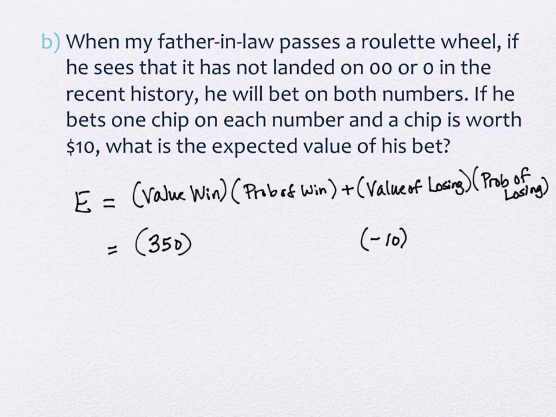Okay, cool. What is the probability that I will win if I bet on the 0 and the double 0? Good. It's 2 out of 38. Does that make sense? So then what is the probability that I will lose? 36 out of 38.